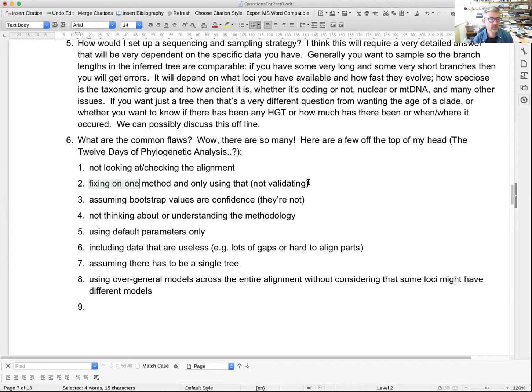As I say, one of my usual ports of call when I'm doing a phylogeny myself is to start by looking at the SplitsTree output, a neighbor net.